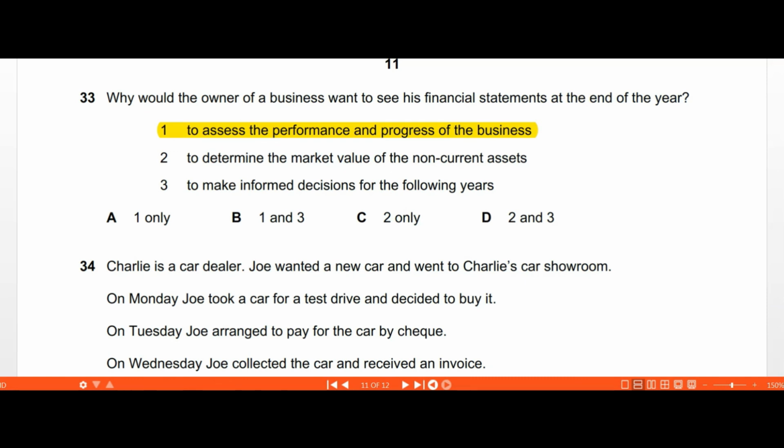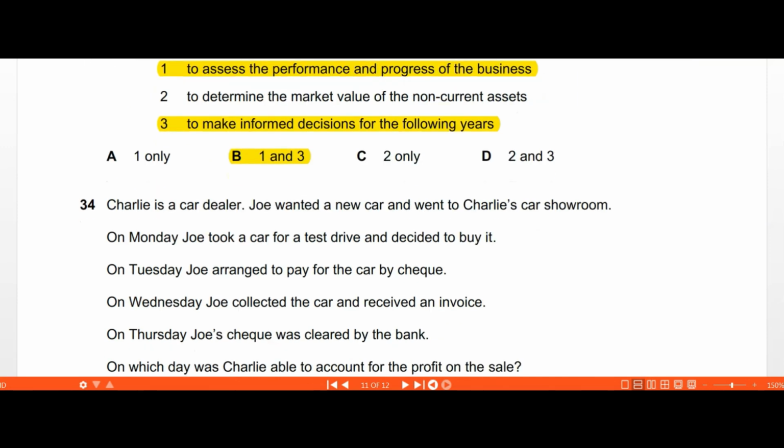2 is to determine the market value of non-current assets. And 3, to make informed decisions for the following year. So definitely this is 1 and 3 only. Why? Because these financial statements are used, you make your business decisions based on the information that is given in these financial values. And no, these financial statements are not just prepared to calculate the market value. So that's why we're completely ignoring number 2.